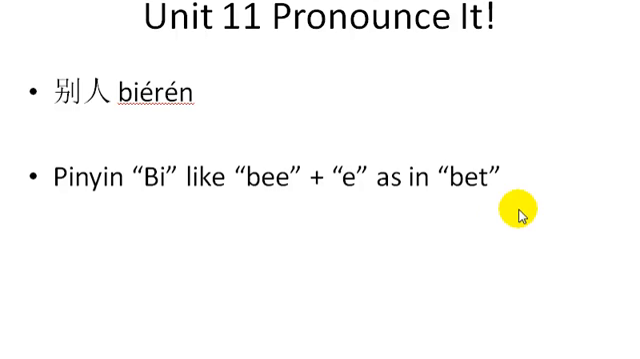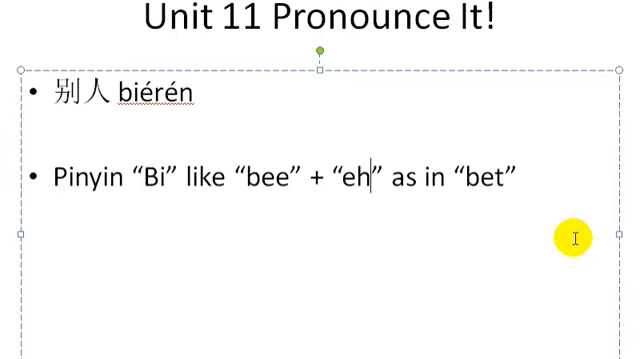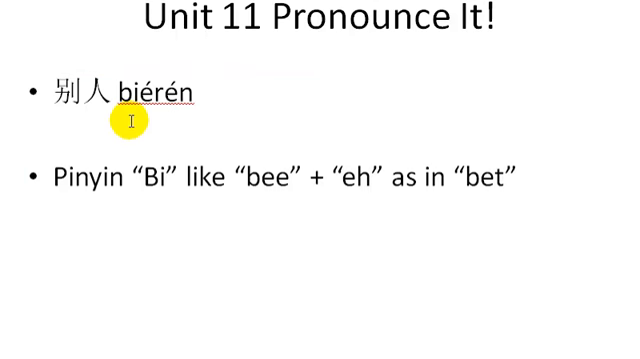别人, other people. So this is E, B, like in you're smiling when you say it. B, as in bet. Or put that H in there. Bie in its 2nd tone. Let's try that 3 times. Bie. And now let's put it together with ren. Bie ren. Excellent. And that concludes this Pronounce It video.